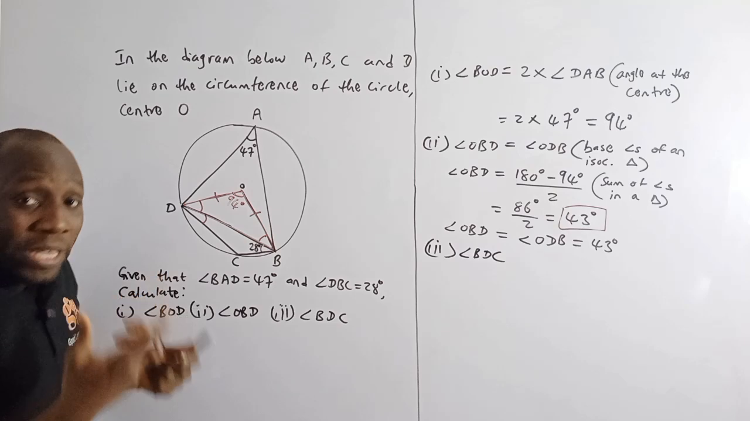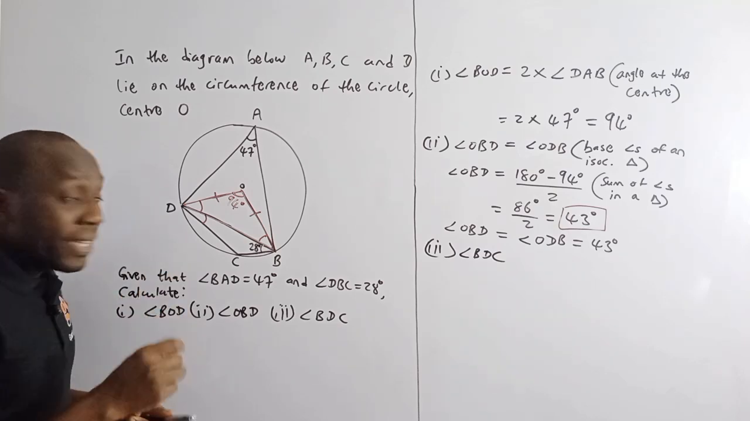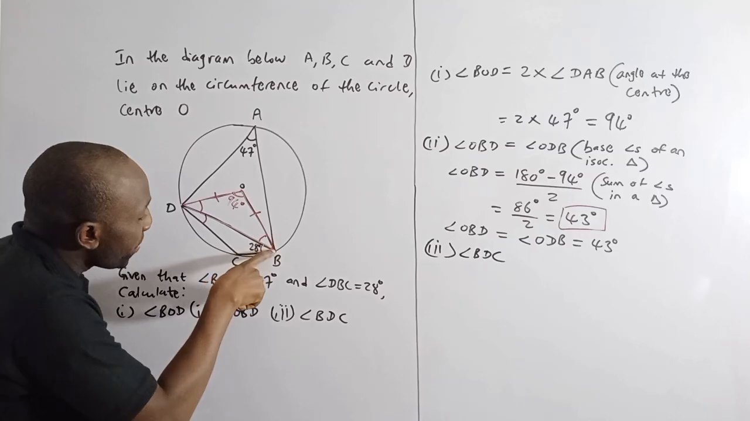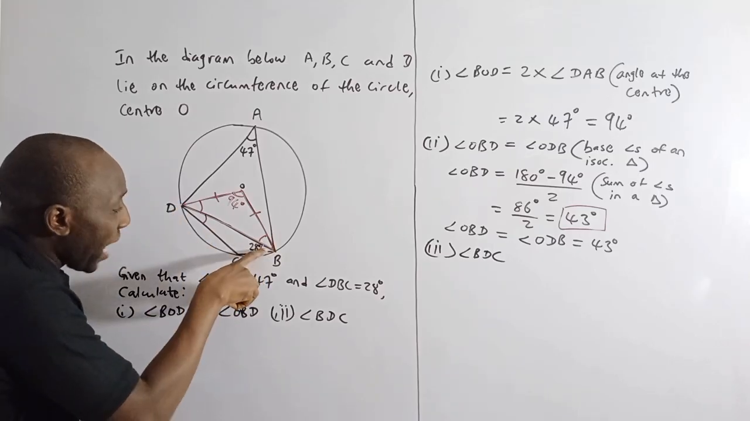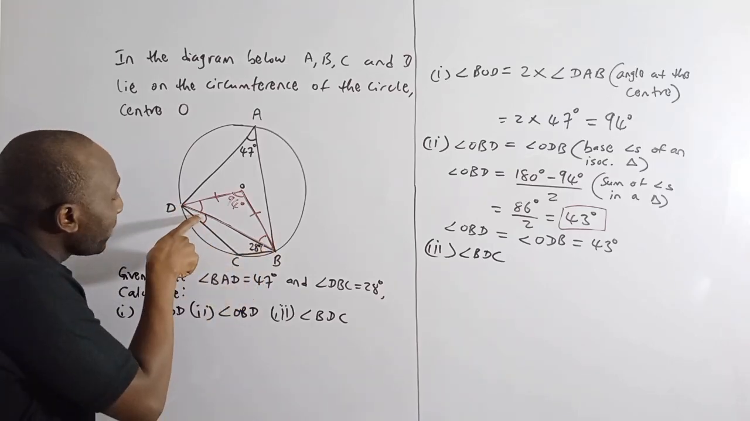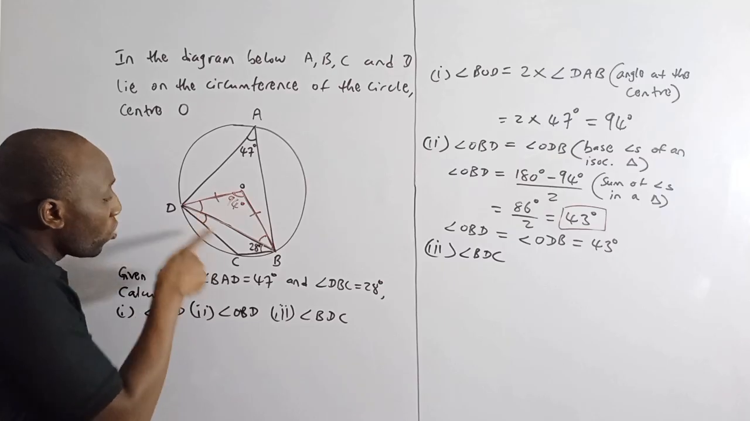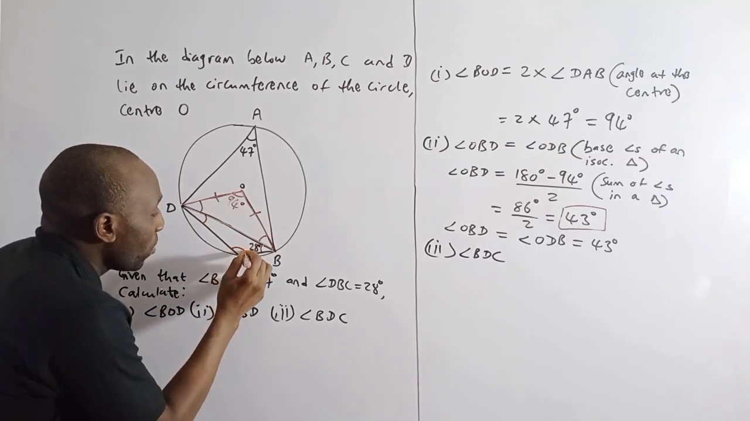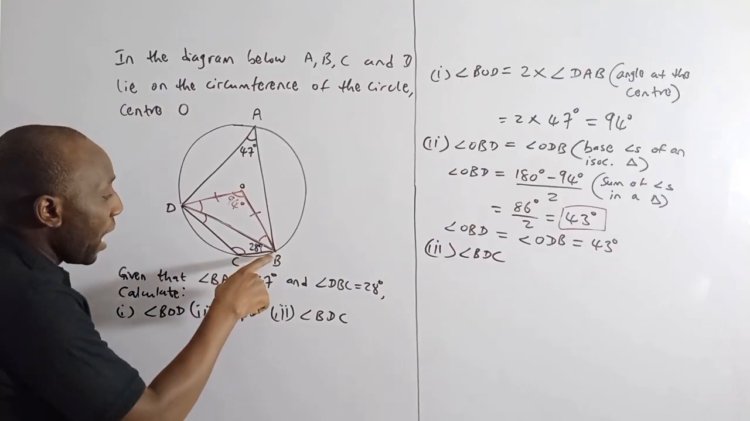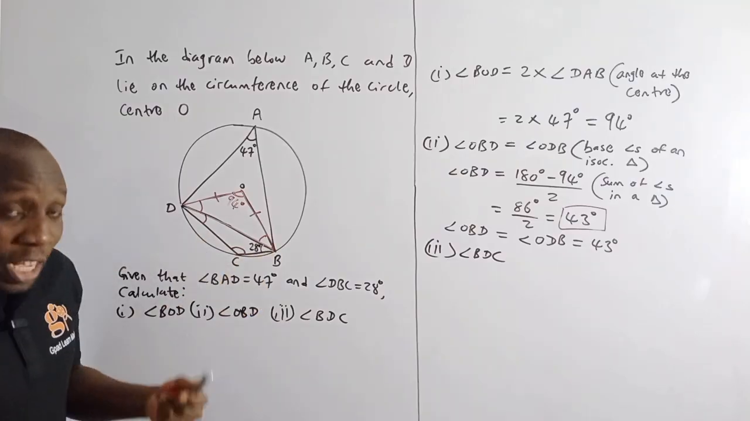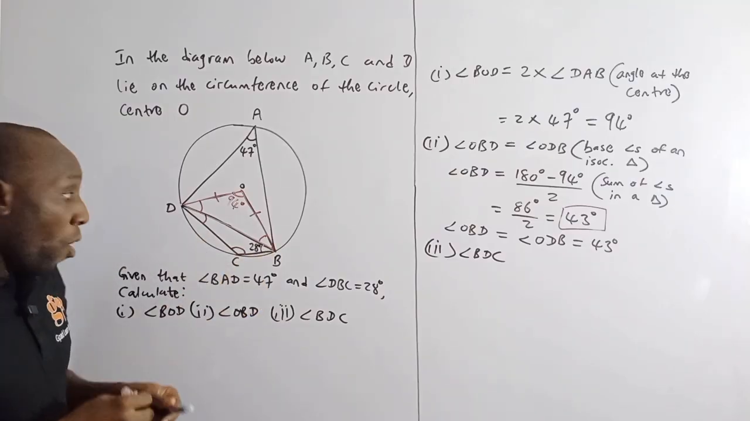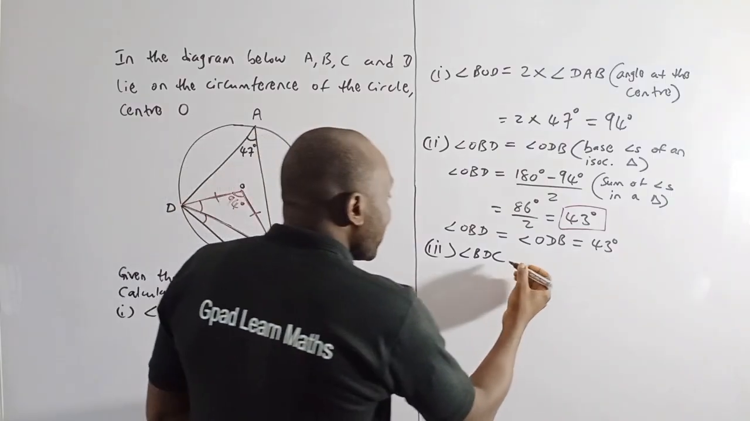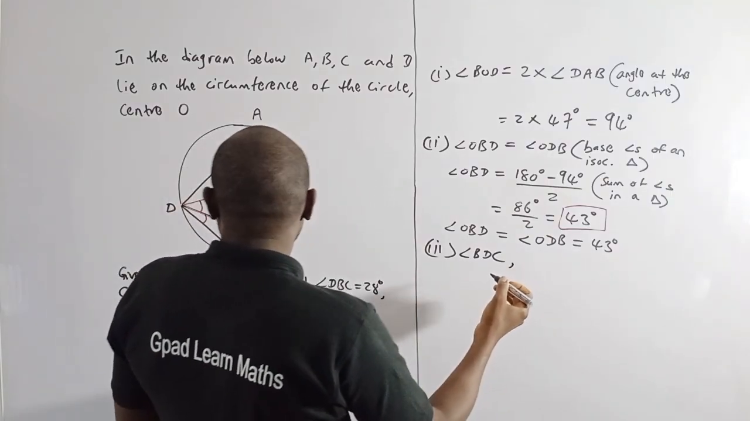Now, we can already see a triangle again. Triangle what? DCB. You see? I have one angle in the triangle. I need to get this angle, but I do not have this angle. So if I can get this angle, it will be easy for me to get what? Angle BDC. So how do I get angle BDC? Or how do I get angle BCD? Very easy. Let's start off by getting angle BCD.